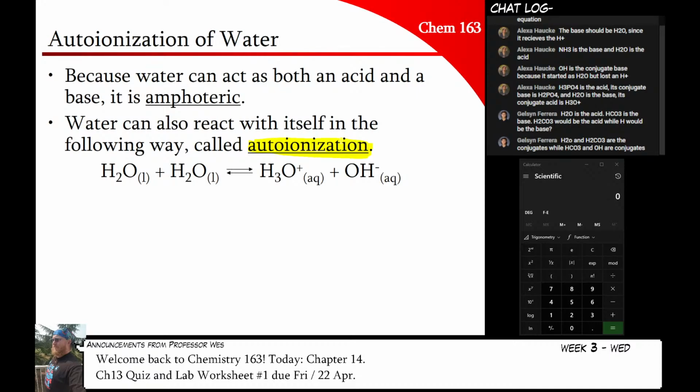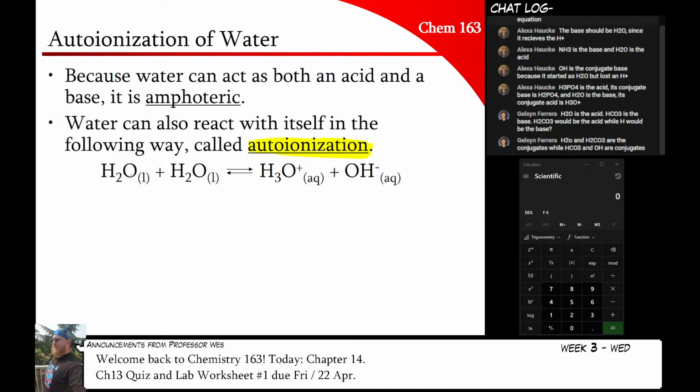Now, this is not very easy for water to do, so it doesn't happen all that often in the solution. Now, what I mean by that is it's not very frequent. It happens all the time because there are quintillions of water molecules in the solution. But of those quintillions, an incredibly small fraction of them react. And when they do, they act in this following manner, as shown on the screen here. Water plus water makes hydronium and hydroxide.